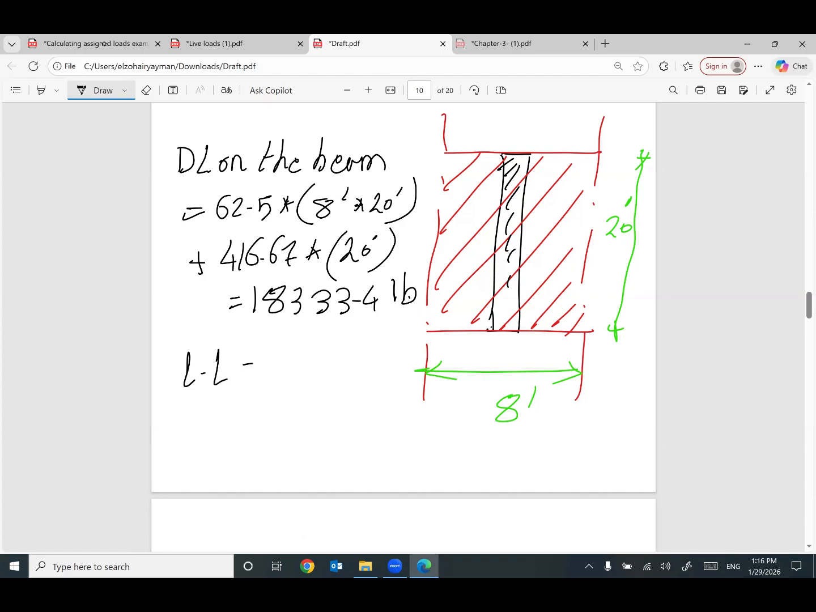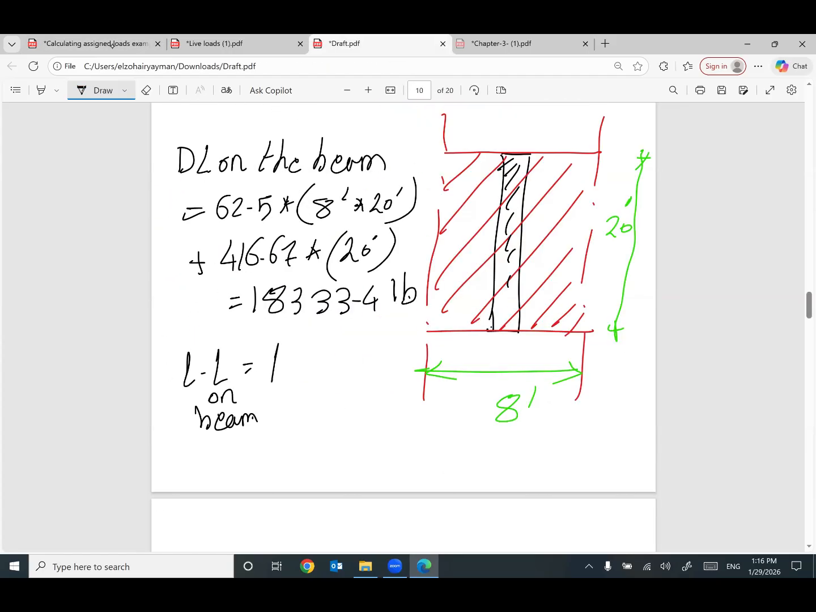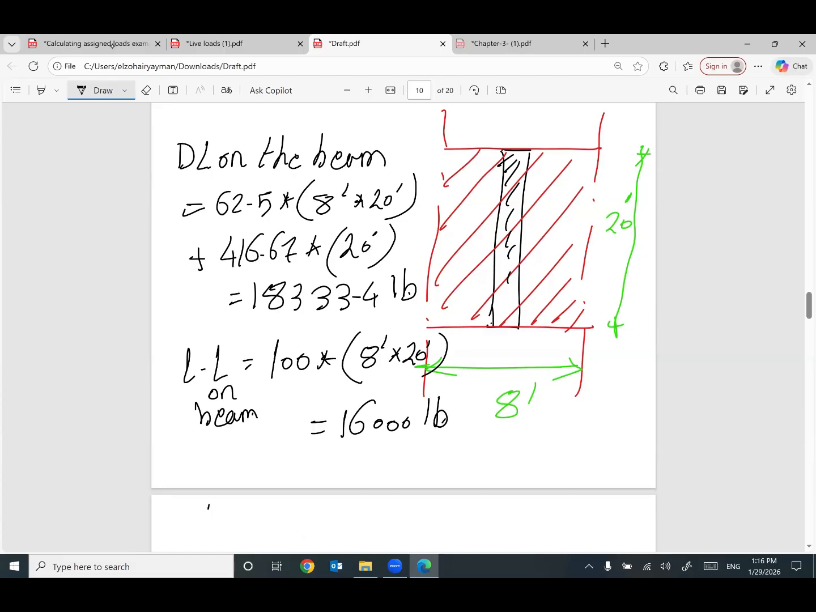How much is the live load on the beam? The value of live load from here, which is 100, times the area assigned to this beam, which is 8 feet by 20 feet. So the total will be 16,000 pound. So the total load will be dead plus live, will be 34,333.4 pound.